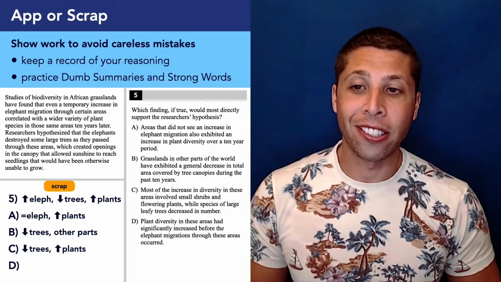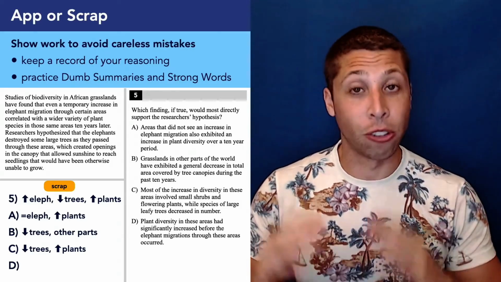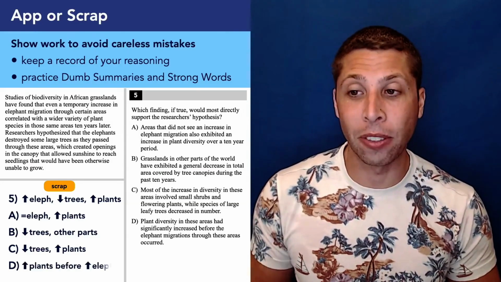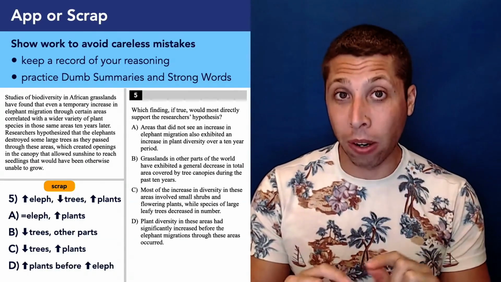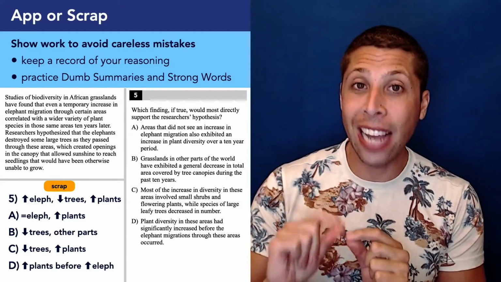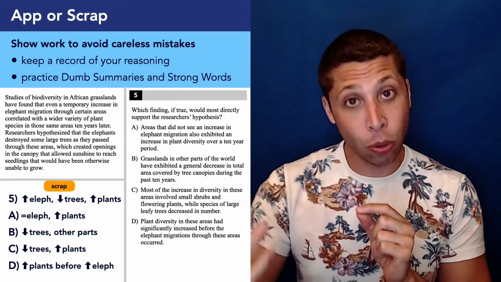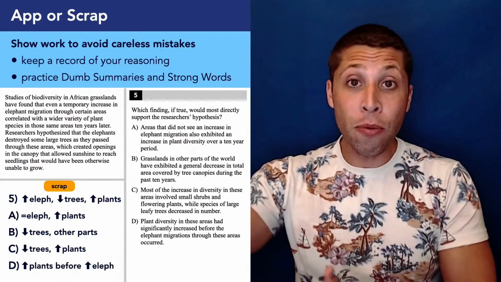Plant diversity in these areas had significantly increased before the elephant migrations through these areas occurred. So this also has an increase in elephant migrations, an increase in plants. But that word "before," I'm going to note that because that's another one of those potential traps that bothers me, right? Anytime they talk about time in a choice, chronology, something happened first, second, whatever, I get nervous. I have to prove that.